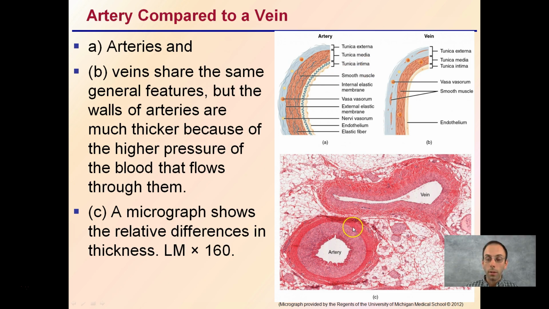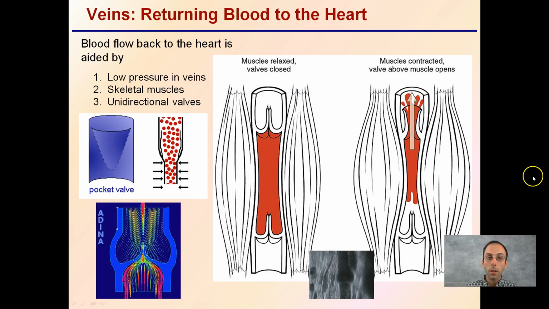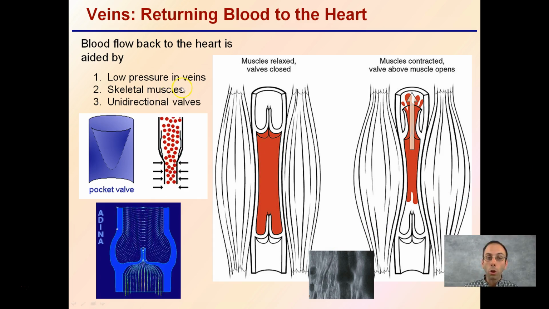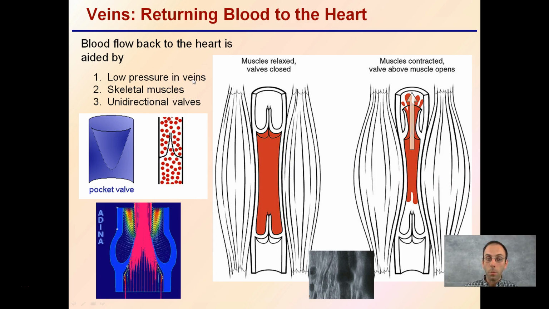And it does also exist here. We have a much thicker artery than our vein because arteries have to deal with higher pressure. Now, veins return blood to the heart, preventing backflow. There is the presence of valves. There's low pressure in veins, so that's important to make note of.